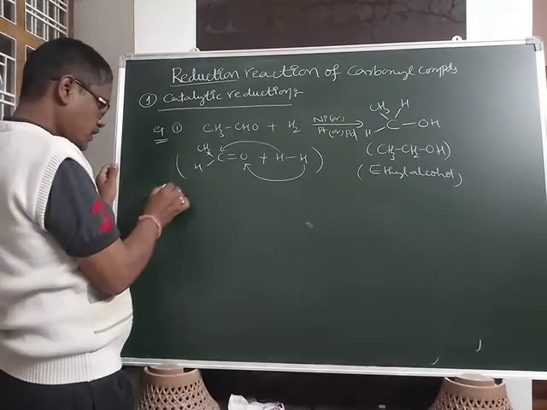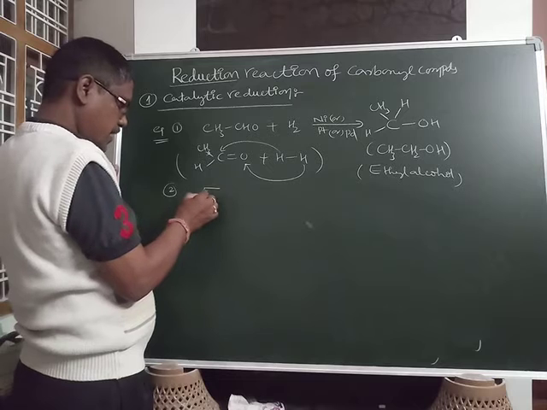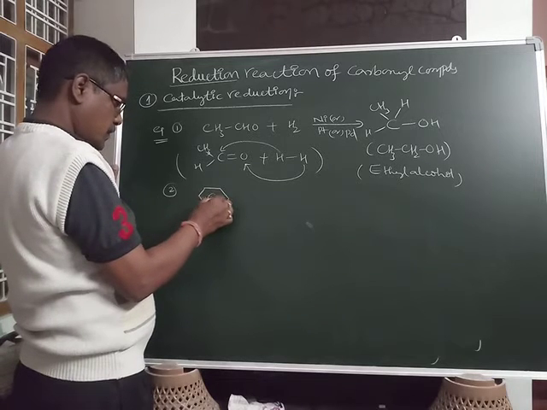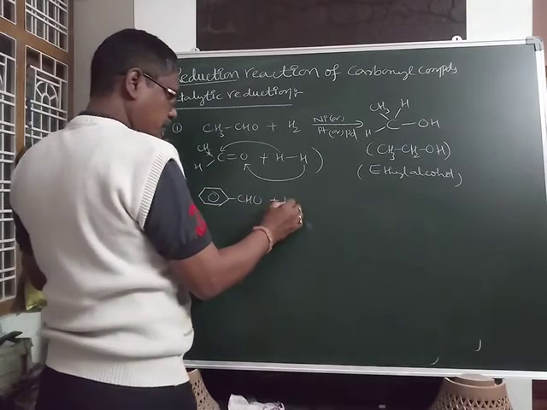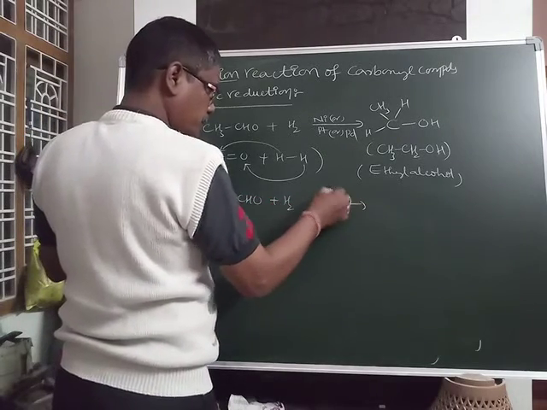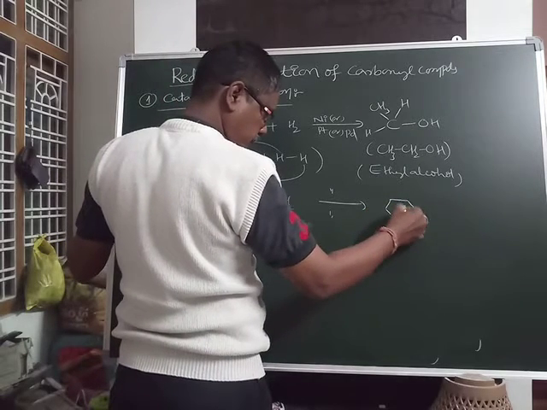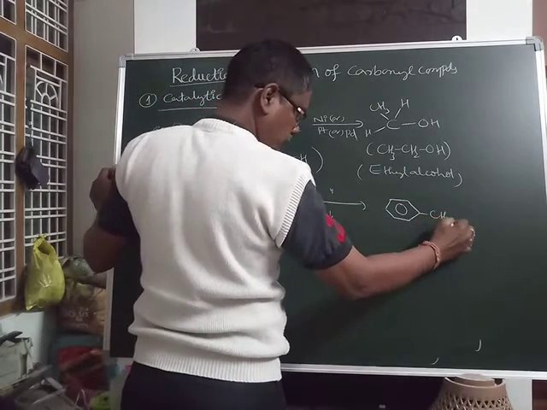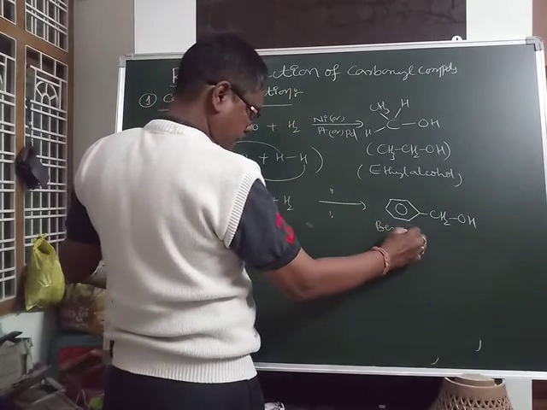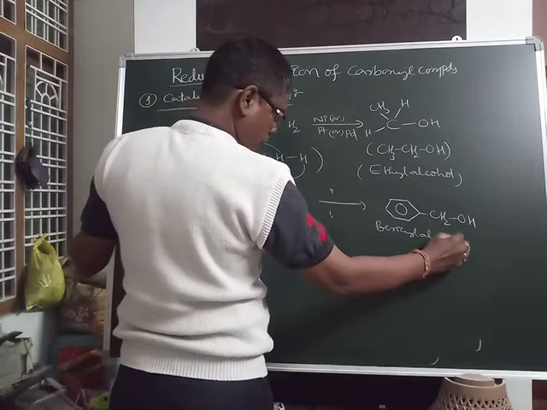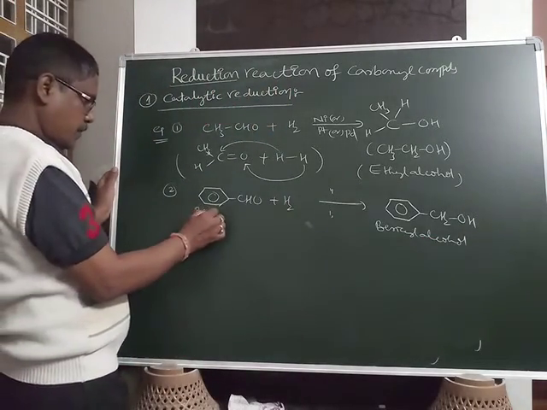When we take, instead of acetaldehyde, benzaldehyde, this is the benzaldehyde, hydrogen, same condition, we obtain benzyl alcohol. This is the benzyl alcohol. This is the benzaldehyde.